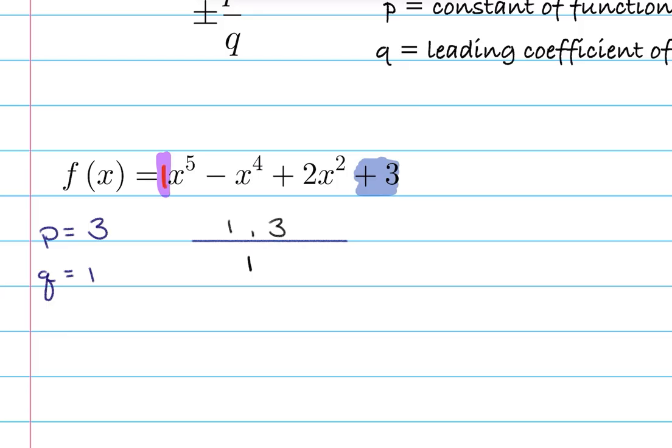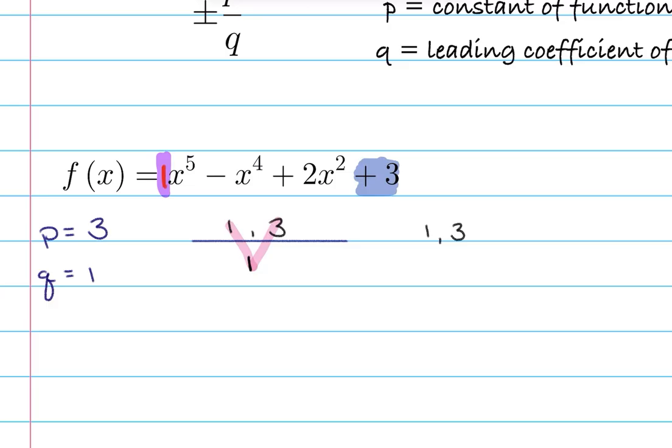Okay, so you have to put all the factors of P, which is your constant, over all the factors of Q, that's your leading coefficient. Then you're just going to parse them all out. So for instance, 1 divided by 1. I'm going to put all of my factors of P over all my factors of Q. So I started with 1 over 1. That's equal to 1. And then I'm also going to share 3 over 1. 3 divided by 1 is 3. Okay, that's it. I don't have any more factors.